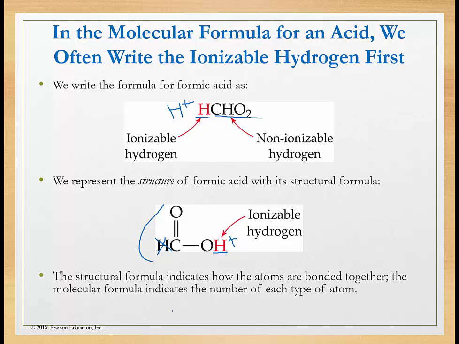The structural formula will indicate to us how the atoms are bonded together, and then we can use that to look at the placement of the ionizable hydrogen. A molecular formula simply indicates the number of each type of atom that's in there, and it may or may not give you information about whether or not a hydrogen is ionizable.